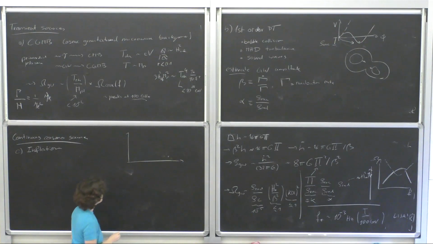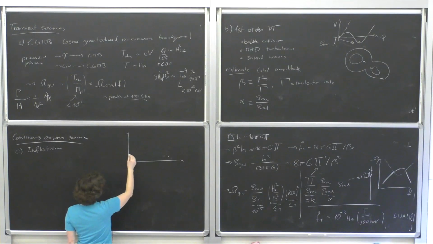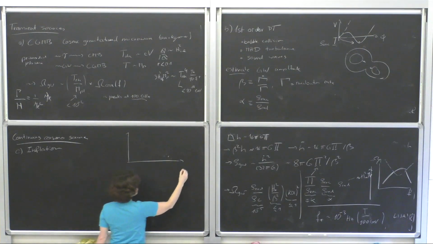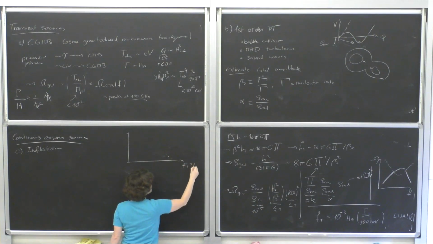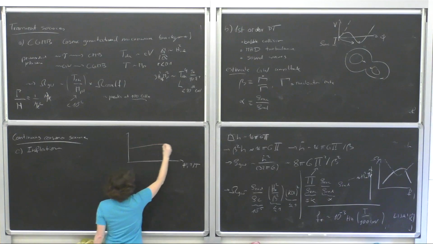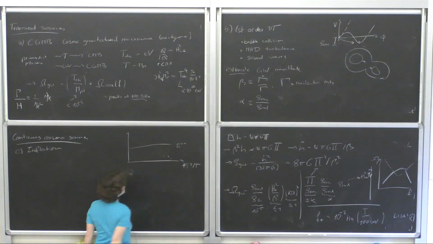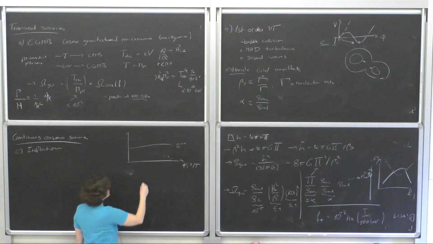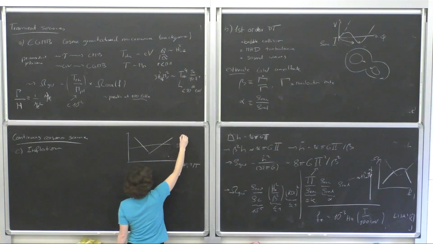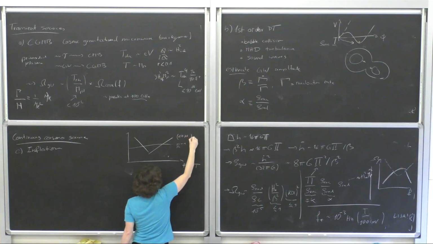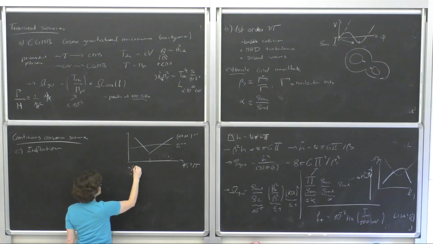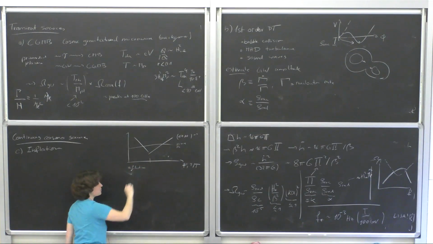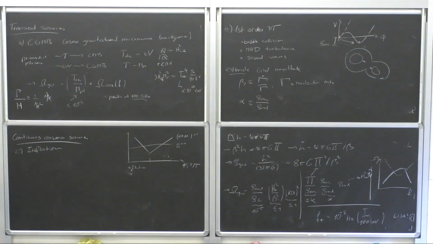So what I'm drawing here is, as a function of time, or inverse temperature, a given co-moving mode and the co-moving Hubble horizon. Where this part here is inflation, and this part here is post-inflation, so radiation or matter domination.